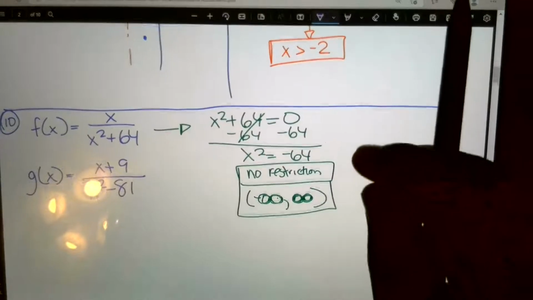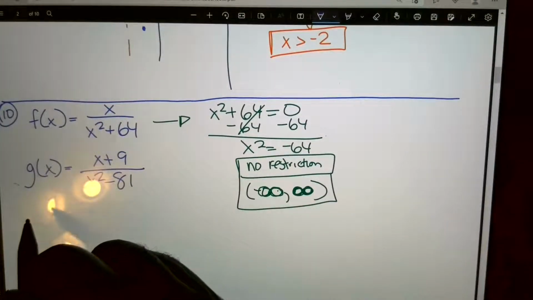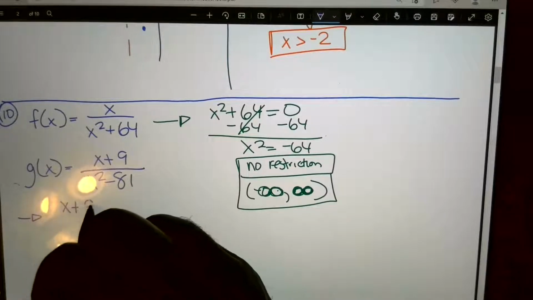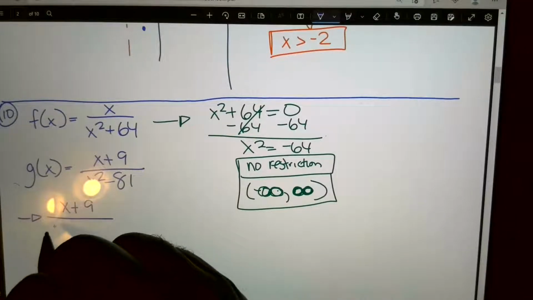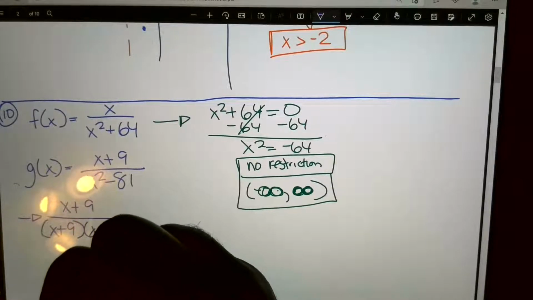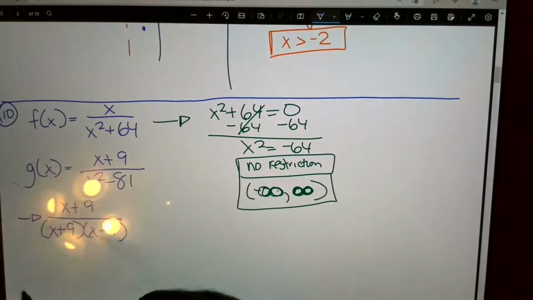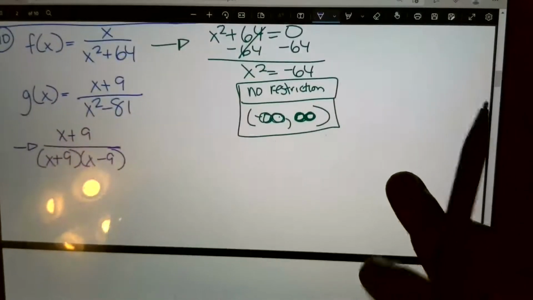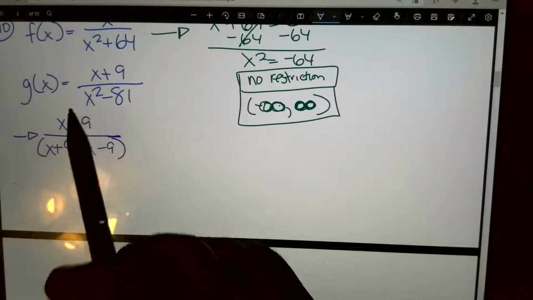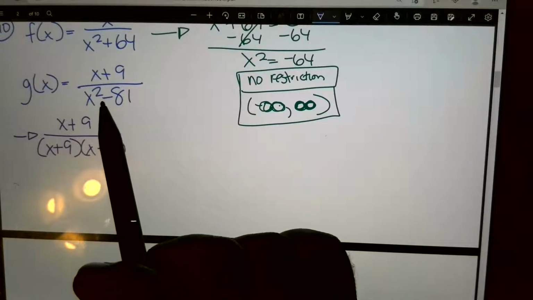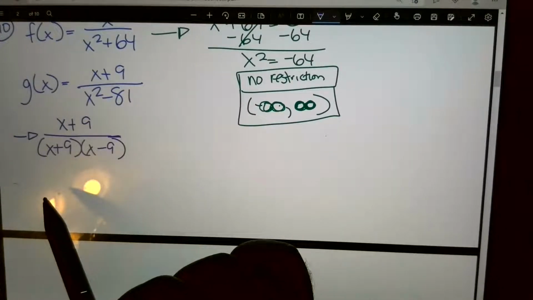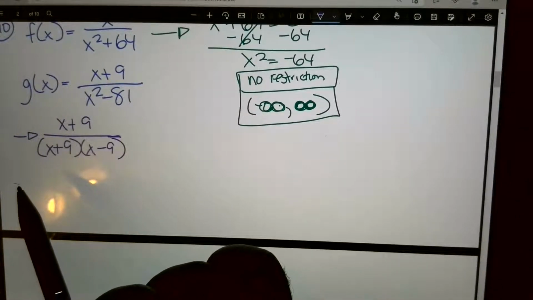All right. For this one, the first thing that we always do is factor everything. So I have x plus 9 over x plus 9, x minus 9. This bottom is a difference of squares because the x squared is x squared, and the 81 is 9 squared. So this factors into that. If I need to talk more about that, definitely let me know.